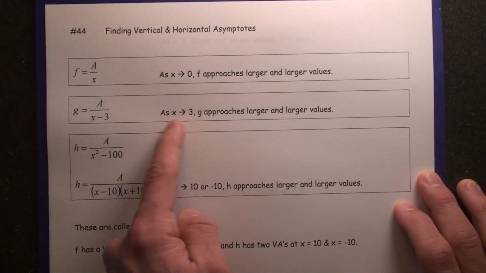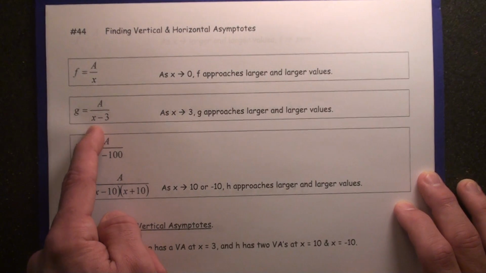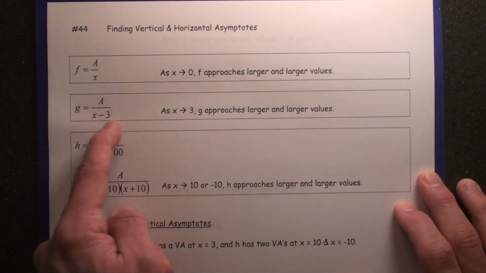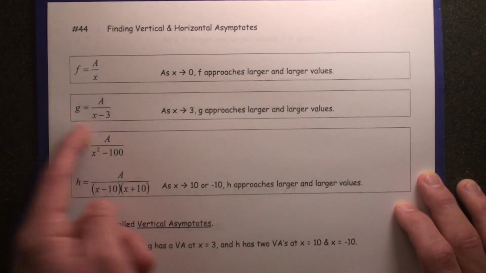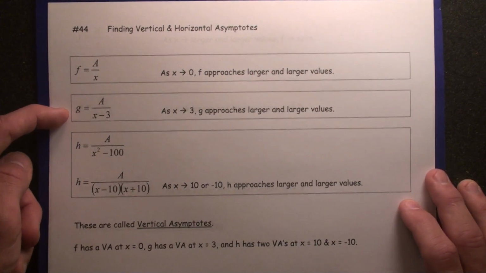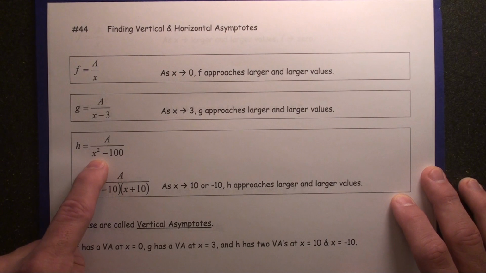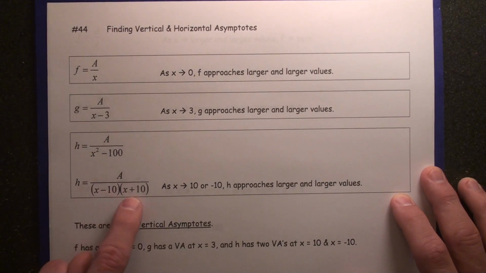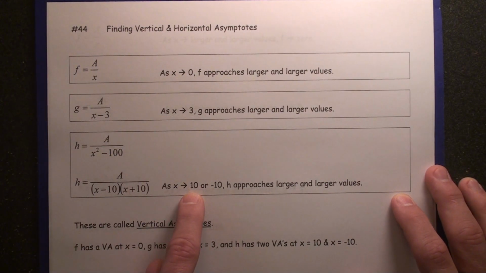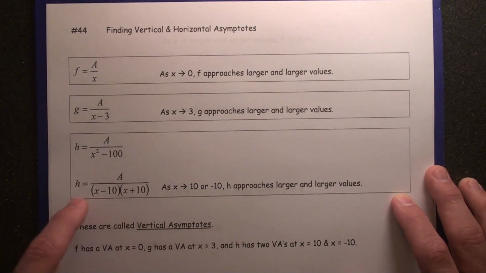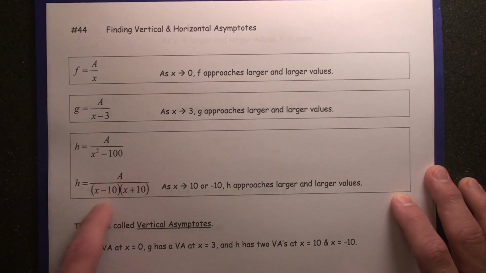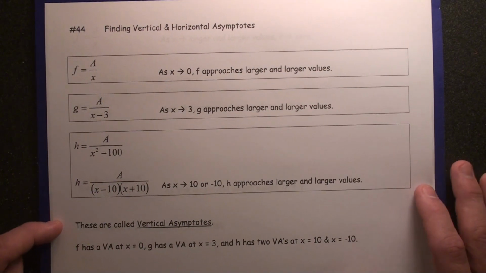Okay, take a look at g. The same thing would happen as x gets closer and closer to 3, making the denominator what? Closer and closer to 0. Therefore, g would also become infinity. All right, h. Over here you could factor x squared minus 100 into x minus 10 times x plus 10. Therefore, as x gets closer and closer to 10 or closer and closer to negative 10, we would also get an infinity situation.